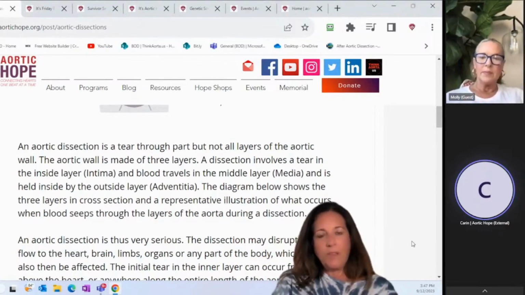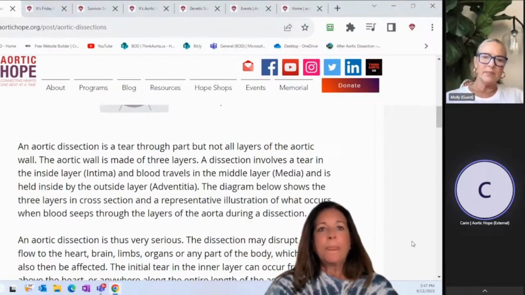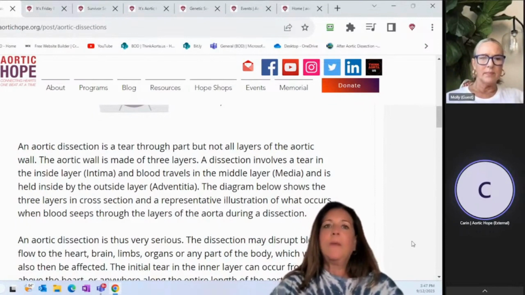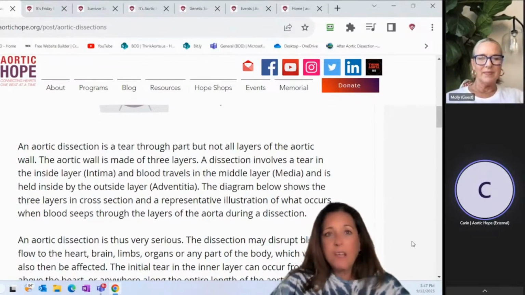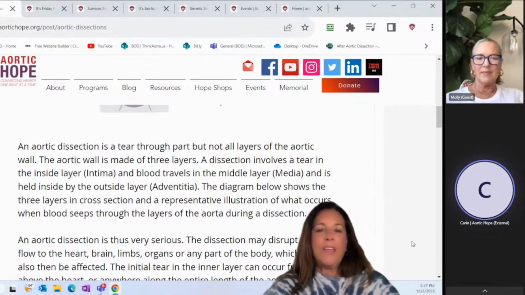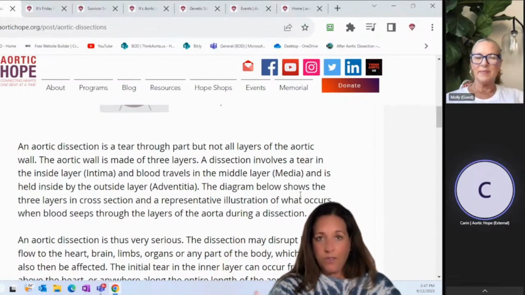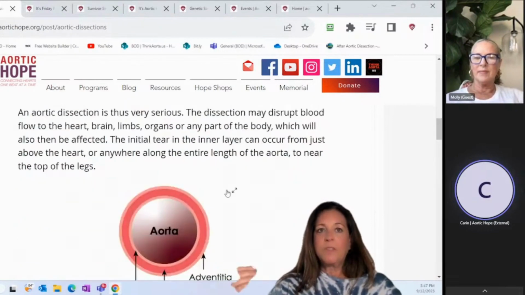So a tear would be in the first layer or the second layer. A dissection involves a tear in the inner layer, and then the blood travels in the middle layer and is held outside by the adventitia. Okay, so the diagram below will show the three layers in cross section and a representative illustration of what occurs when the blood seeps through.